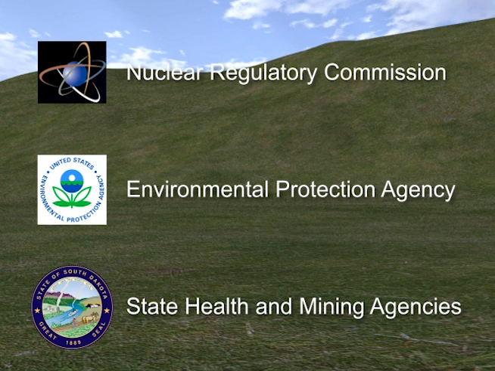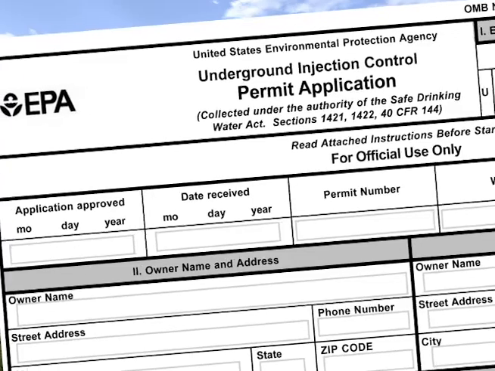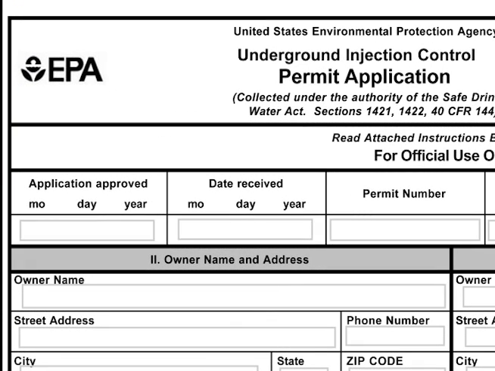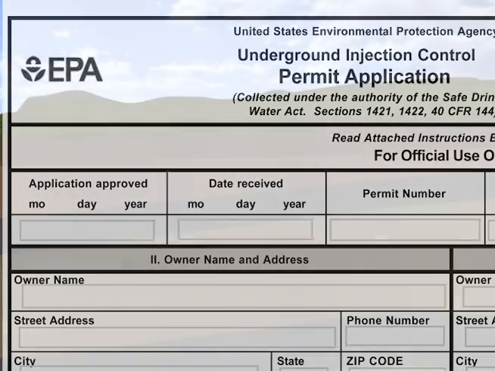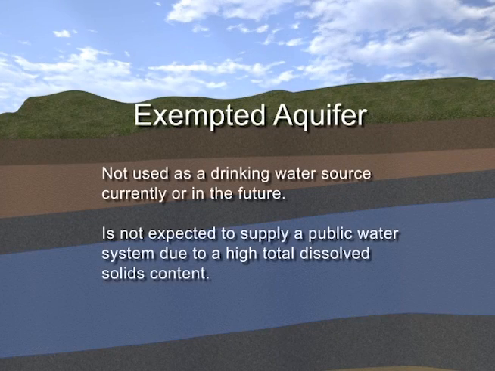In order to permit and operate an ISL mine, an operator must obtain a Class 3 Underground Injection Control, or UIC permit from the U.S. EPA, or authorized state agency. A component of the Class 3 UIC permit is an aquifer exemption. It indicates that the EPA has determined the aquifer is unsuitable for use as an underground source of water for drinking, and therefore allows that portion of the aquifer to be used for ISL mining.